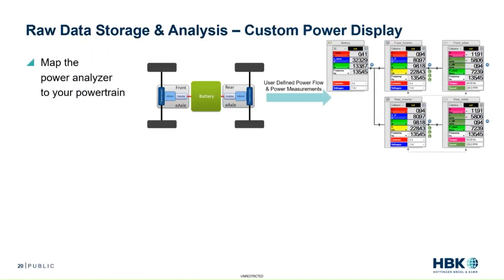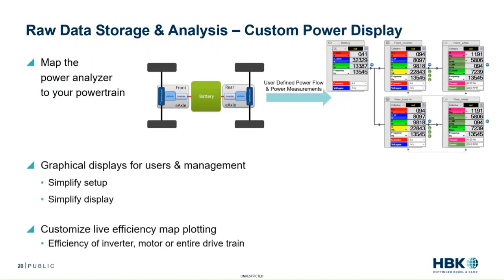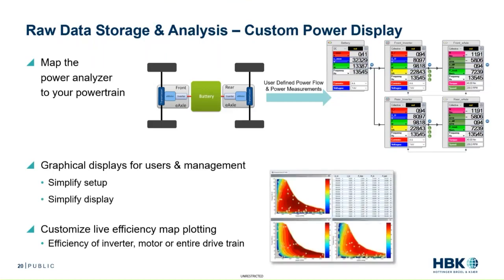So basically the power analyzer ideally should provide you with the ability to create custom live efficiency mapping for the inverter, the motor, or you can do that for the entire drivetrain in an effort to more easily optimize each part of the system and the drivetrain as a whole. So essentially you should be able to configure what type of efficiency map that you want to perform or create.